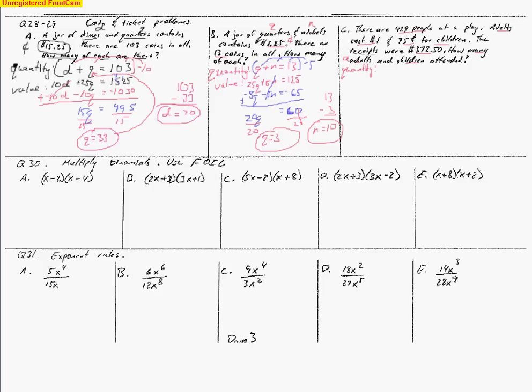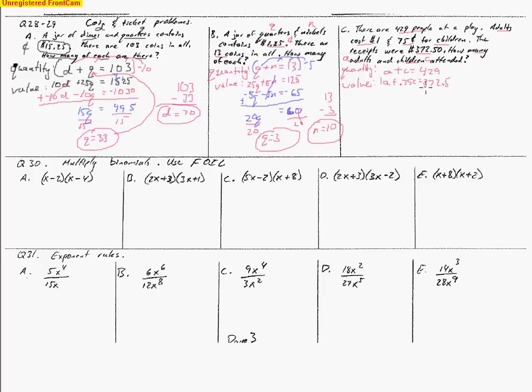So we have A for adults, C for children. So we'll go A plus C equals the total number, 429. And so then we have to come up with a value. And so the value is going to be the value of an adult ticket. $1 for an adult ticket, 75 cents for a children's ticket, and the total value was $372.50.